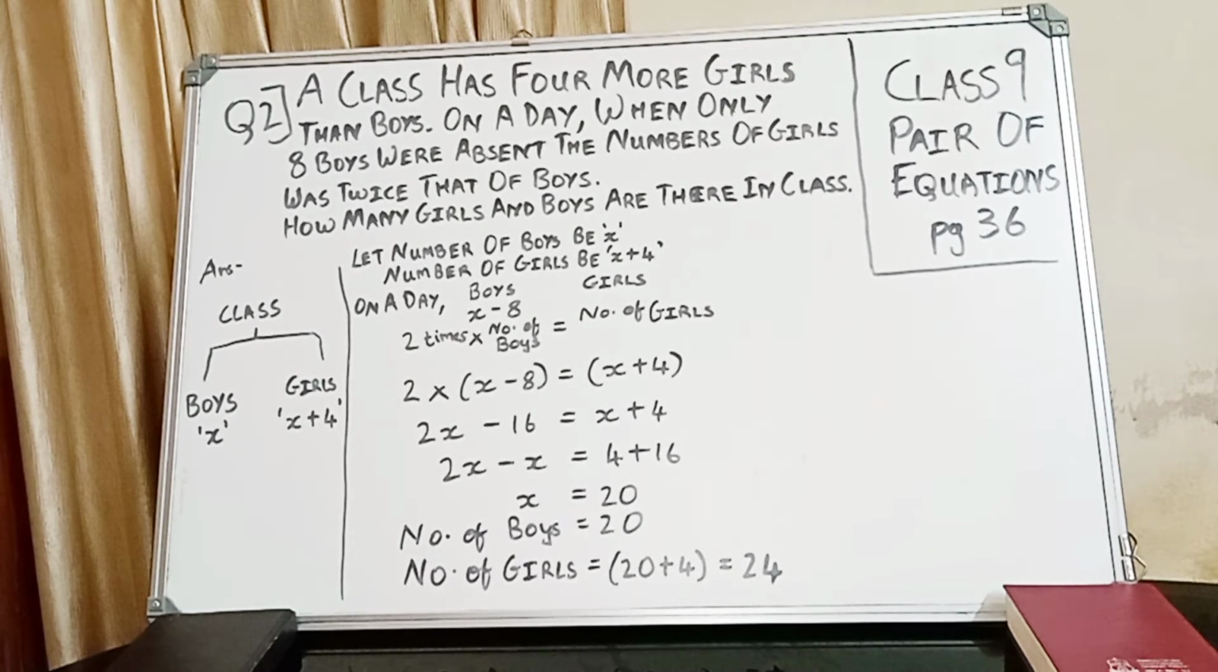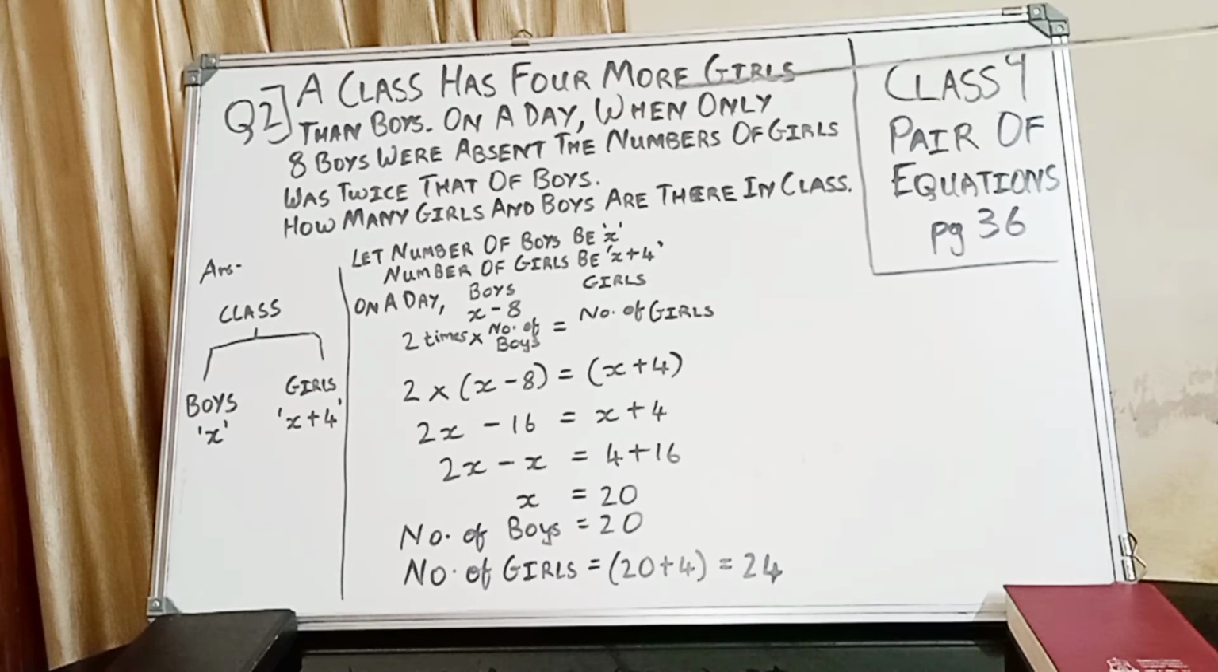Hello students, class 9 pair of equations, and this is the second question on page number 36. The question starts like this: a class has 4 more girls than boys, so let the number of boys be x. We have written over here, a class is divided into girls and boys, so since we don't know the number, we are taking it as x.